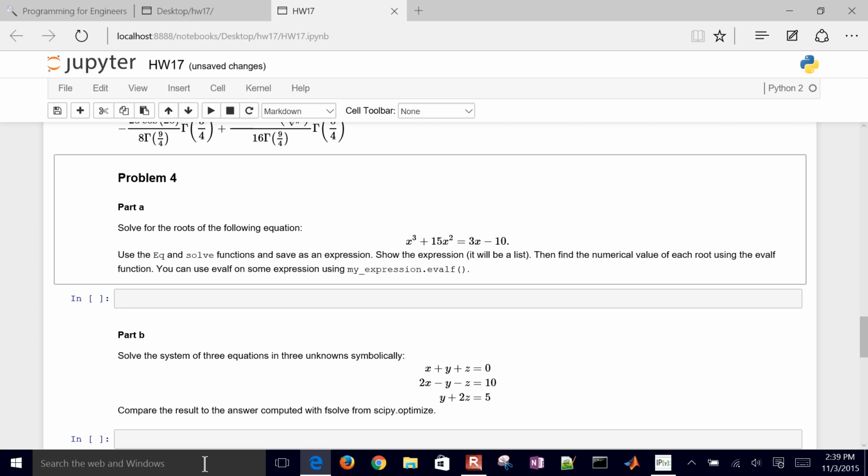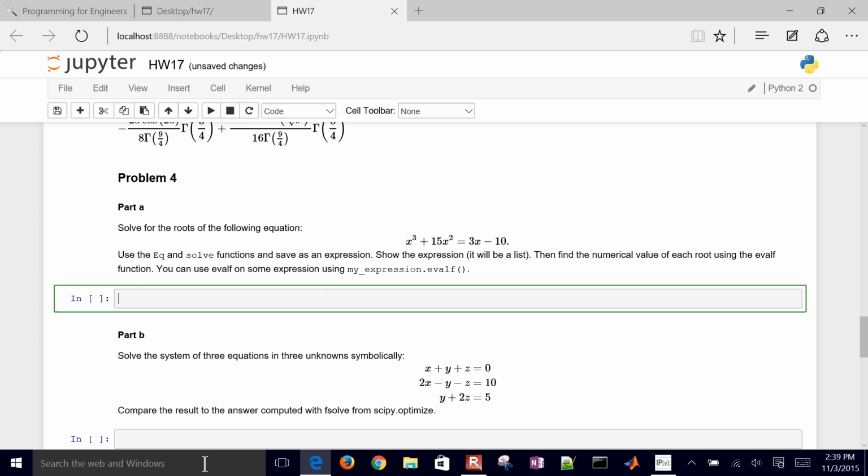We want to solve the roots of the following equation. So we're going to use the Eq function and the solve function to be able to solve this. Then we'll evaluate it at a particular value. So first of all, we want to use equation one.